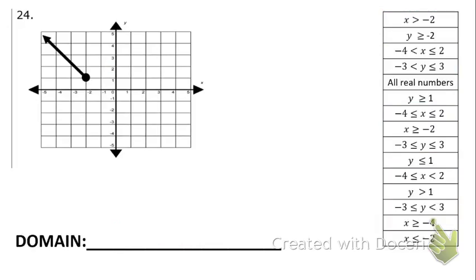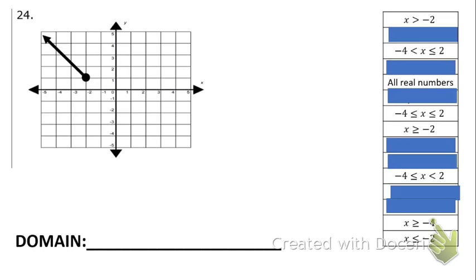Okay, so let's look at number 24. Number 24 is very similar to the last problem. We're looking for domain, so we'll eliminate the x's. We'll eliminate the y's. Notice again that this is a beginning, and this keeps going. This is important. It keeps going, so it doesn't stop. Since it keeps going, it can't be that answer, or that answer. And since it has a beginning, it's not going to be all real numbers.